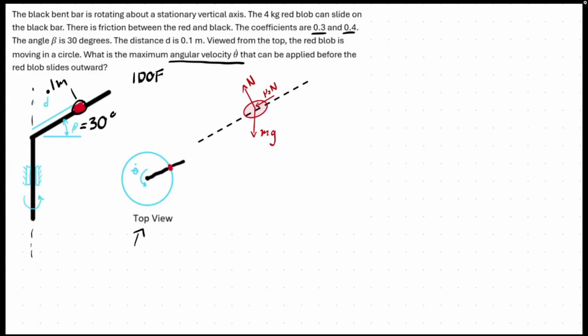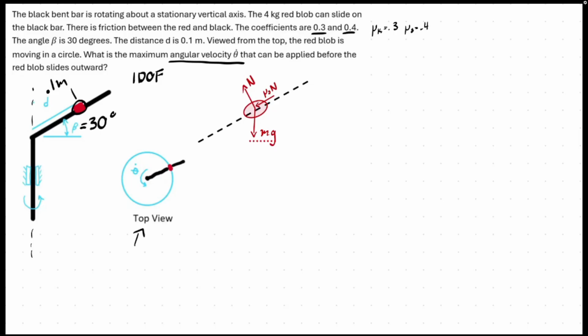Oh, we did forget to label that mu k is 0.3 and mu s is 0.4. But you guys should be aware of that by now, that the bigger one is always the static coefficient and the smaller one is the kinetic. The reason we're using the static coefficient in this case is because the red blob is not yet moving. It's just stuck there, and we want to figure out with what velocity we can get it to start moving. So we need to overcome that static friction, essentially. Okay, so let's sum forces.